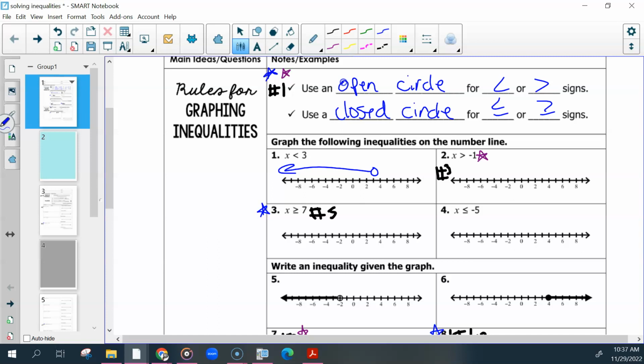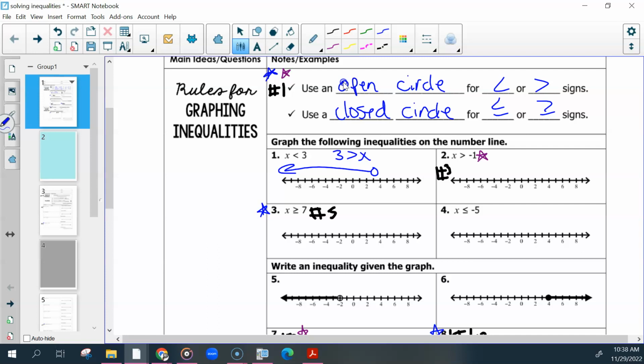Like if this was written like this instead. They say the same thing, but the arrow is pointing in the opposite way. If it's written like this, you have to read it backwards. Start from the right to left instead of left to right. 3 is less than x. Still says that, just backwards. So we would still graph it the same way.